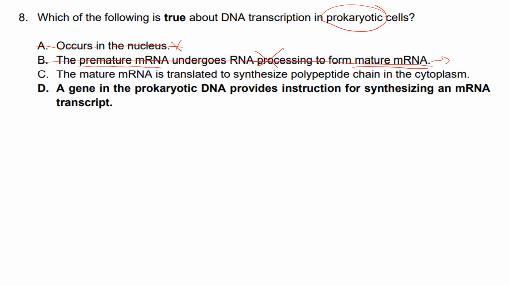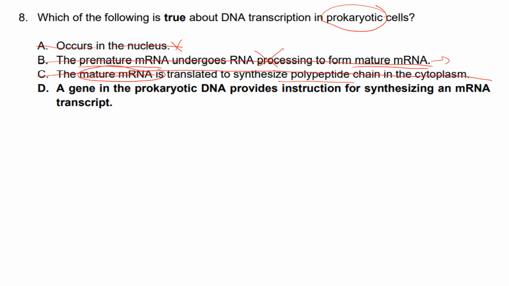For C, the mature mRNA is translated to synthesize a polypeptide chain in the cytoplasm. Again, this statement is not correct because prokaryotic cells do not produce any premature mRNA. The information from the DNA is straight away used to synthesize mRNA during transcription, and then during translation it is used to synthesize the polypeptide chain in the cytoplasm of the prokaryotes. So statement C is not correct.